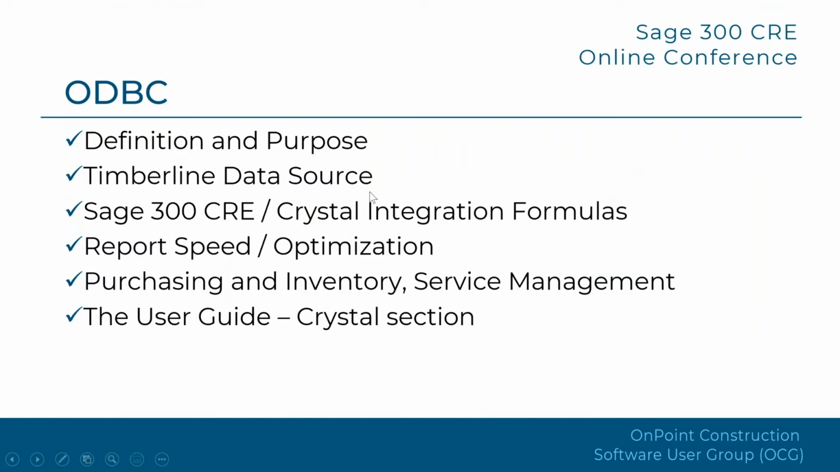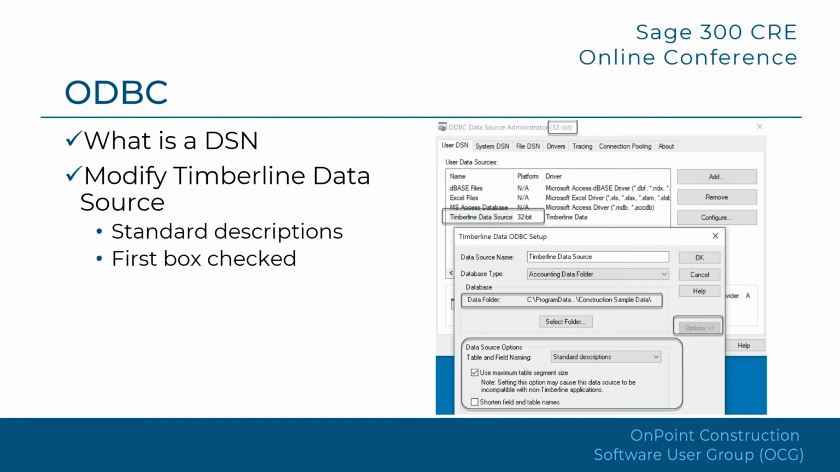All right, let's move along here. So again, that's the user guide for your Sage 300 system, and it's available online. It is part of the download when you downloaded your software. All right, we got a little bit ahead. I just wanted to make sure that you had a screenshot of that DSN that we had modified. I wanted to point out it was 32-bit. It was the Timberline data source DSN. We told it where the data was, and then standard descriptions, first box checked. You do that, you're golden, and we are cooking with gas.